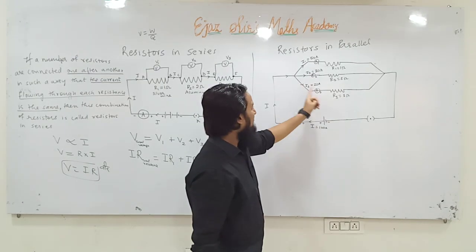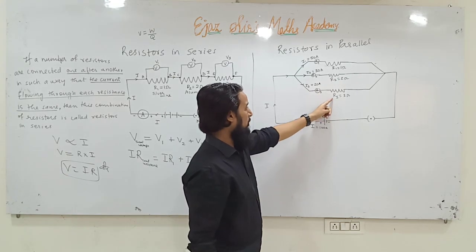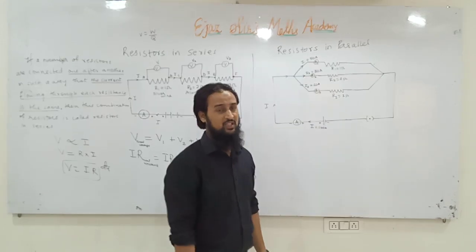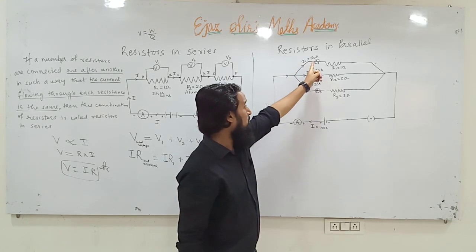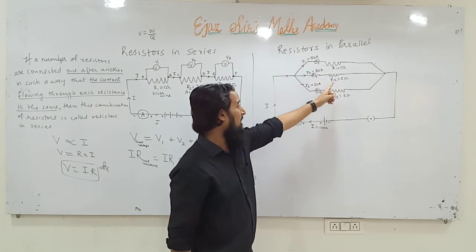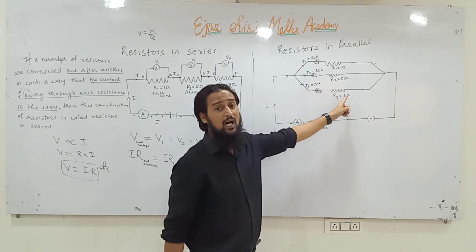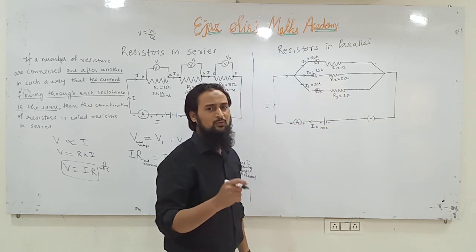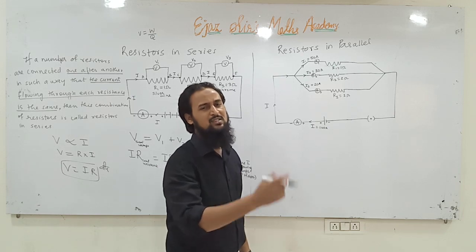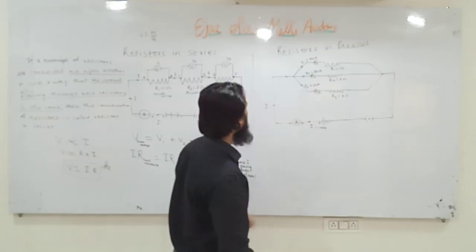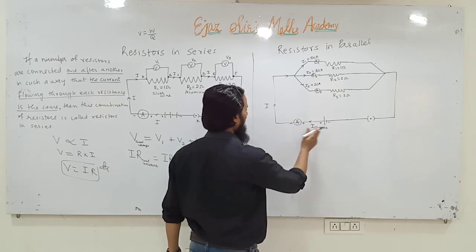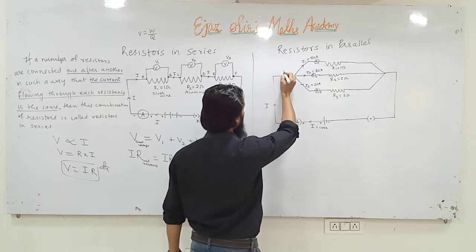And here an inversely proportional relation is being followed between resistance and current. Why? Because current has options here. Current can flow through R1, through R2, through R3, and maximum current would like to flow through R1 because it has minimum resistance. Understood? And here this ammeter will show that the current is 100 amperes. So the current is I.